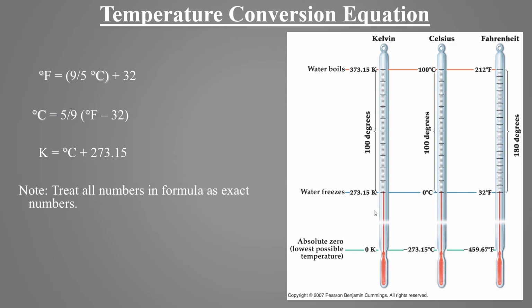Now for the Kelvin scale, we can see that the scale is divided the same way as the Celsius scale, 100 degrees between the freezing and boiling point, but the reference value for the freezing point is different. Therefore, to convert from Celsius to Kelvin, all you need to do is to add 273.15 to the Celsius temperature. And remember that we will treat all numbers in the formula as exact numbers.